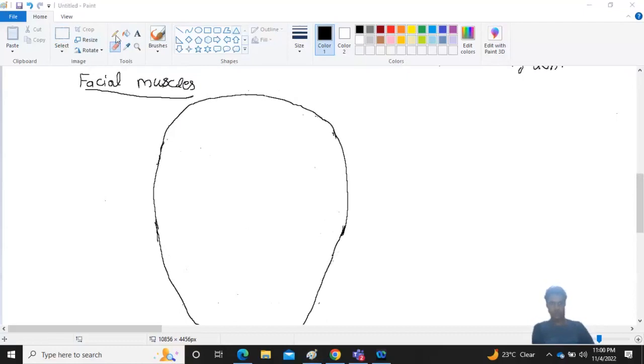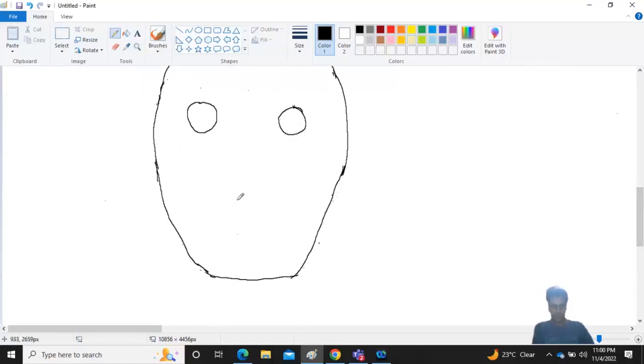So this is our orbit. Just don't mind the drawing. This orbit, and these are the lips. We draw the muscles. Here is nose. Done. So we are drawing the muscles. Let's say this is the orbit.